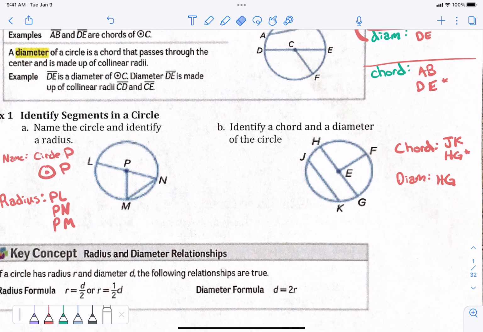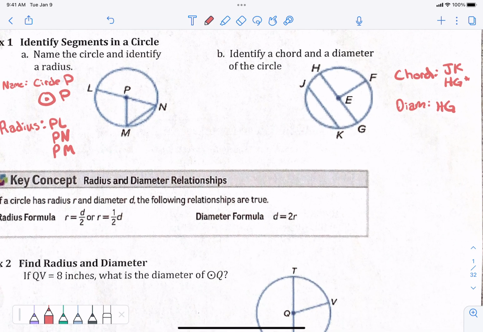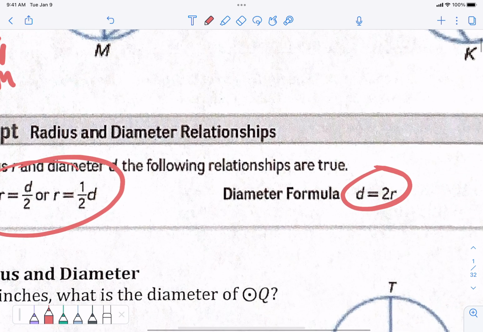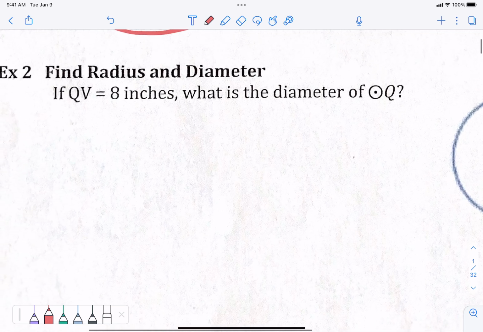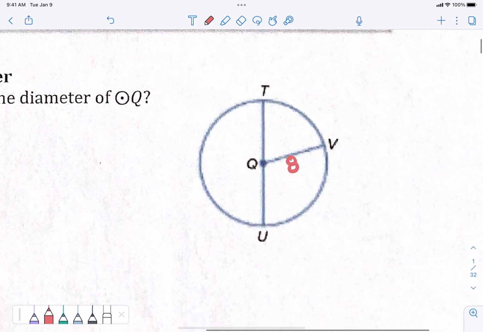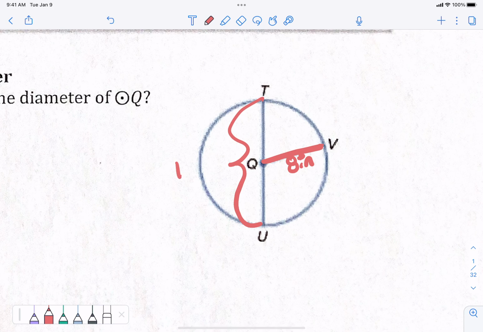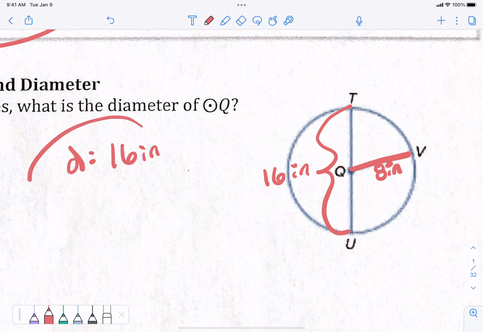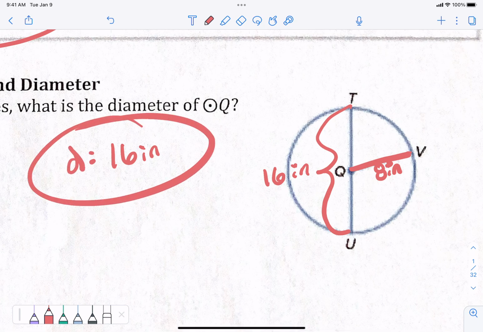The next box is talking about how a radius is half of a diameter, or a diameter is double the radius. So the diameter formula is 2 times the radius. Let's go down here, and they're saying that QV is 8 inches, and they want to know what the diameter is. QV is just the radius, so what will the diameter be? Yeah, 16 inches. That's it. Super easy. 16 inches is the diameter. Good? Happy with that? Yep, that's it.